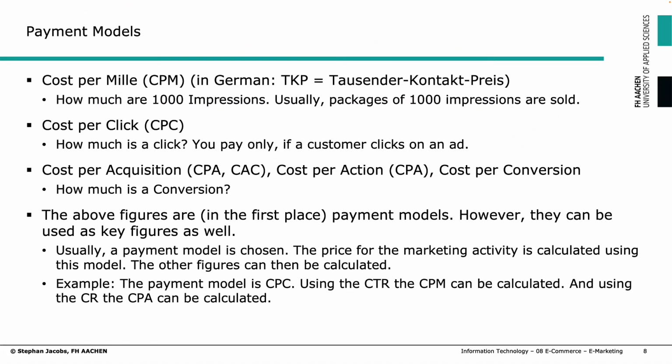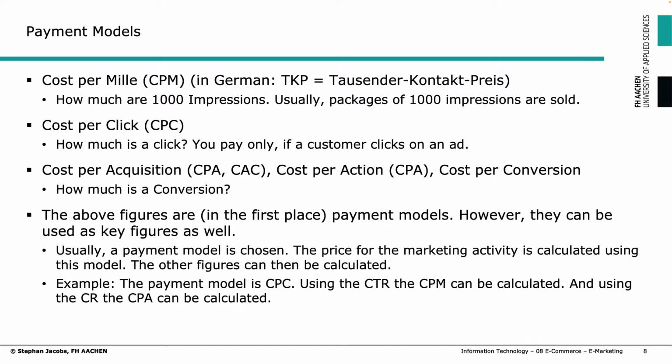There are different payment models which are in use in e-marketing. And the question is always, what do you pay for? You can pay per impression, and then actually the prices would be that low that you always have packages of 1,000. So the term here is cost per mille or CPM. In Germany, we talk about Tausender Kontaktpreis.